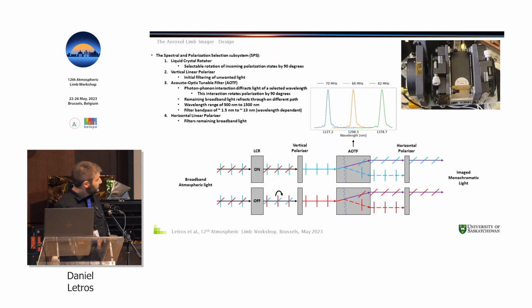So the SPS works by a series of 4 components. The first one is a liquid crystal rotator. What this component lets us do is essentially select whether or not we want to rotate the incoming polarization states of the atmosphere by 90 degrees.